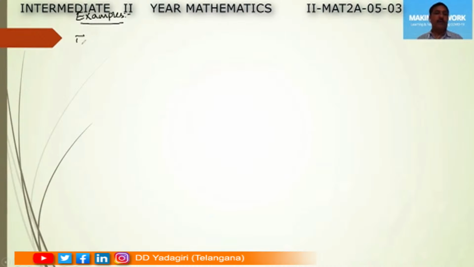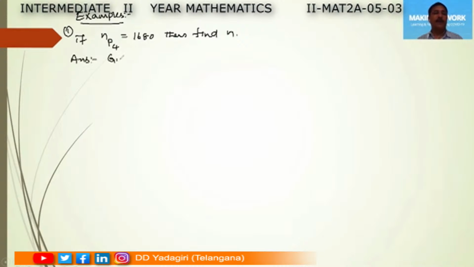Example 1: If nP4 is equal to 1680, then find n. This is the question. Now the answer.